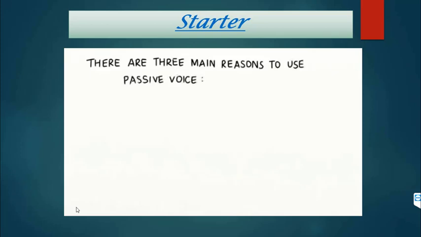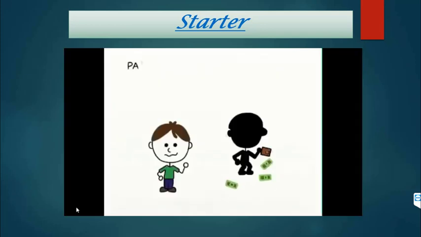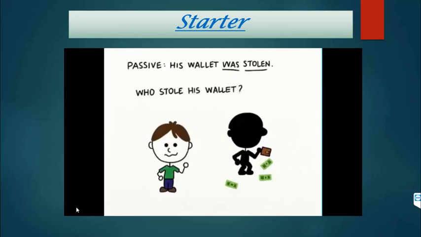There are three main reasons to use passive voice. The first reason is if the subject is unknown. For example, his wallet was stolen. Notice we use was, the past form of to be, and stolen, the past participle of steal. Who stole his wallet? We don't know.